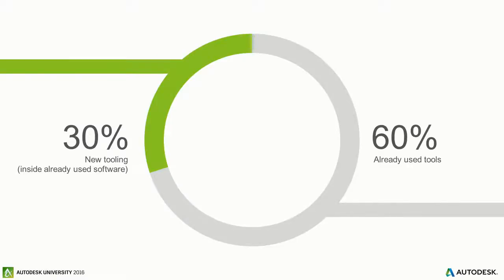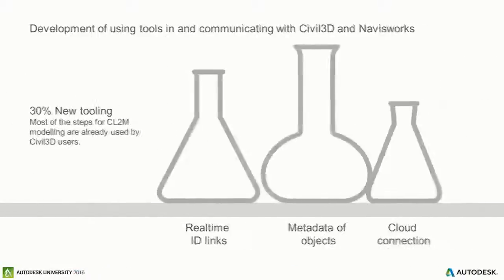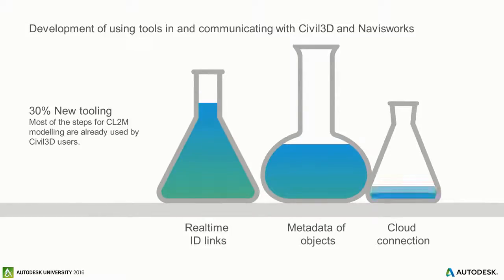So is this new? Yes and no. I think 60% of what we had was the same as we do every time, and maybe 30% is a little bit high, maybe it's lower, it's not really that advanced. If we look at what we actually have to add to our design work, there are three things. We have our real-time ID links, we have to have metadata of objects, and we have to have a cloud connection. It's not rocket science, actually.